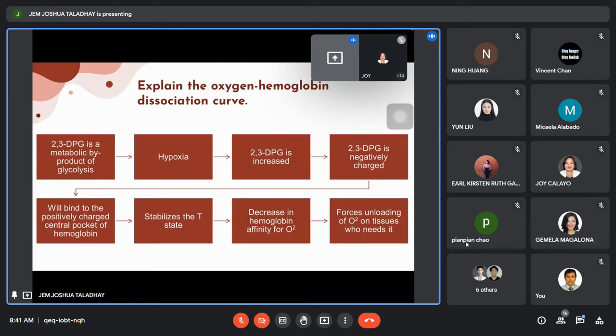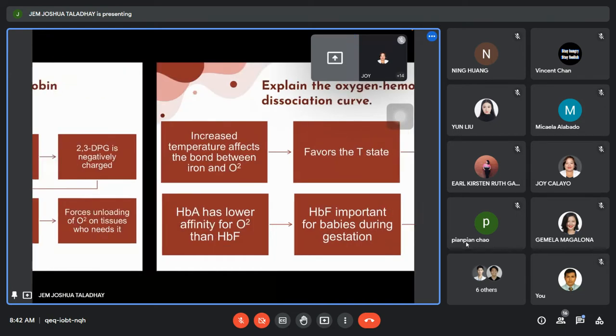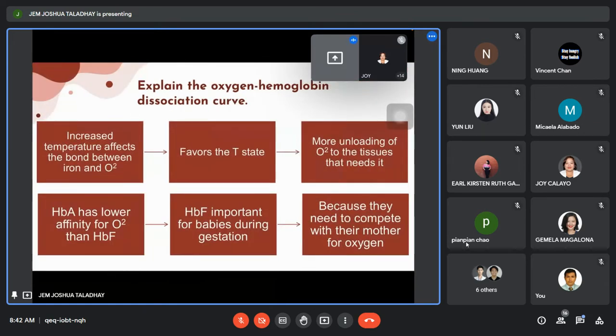So again, it does not compete with the oxygen binding site. However, it stabilizes the tense state of the hemoglobin. Therefore, same as with the increased CO2, it results in decreased affinity of the hemoglobin to oxygen, and it forces unloading of oxygen on the tissues. Another factor is the increased temperature, which affects the bond of iron and the oxygen. Again, it stabilizes the T state, and it results in the unloading of oxygen to the tissues.